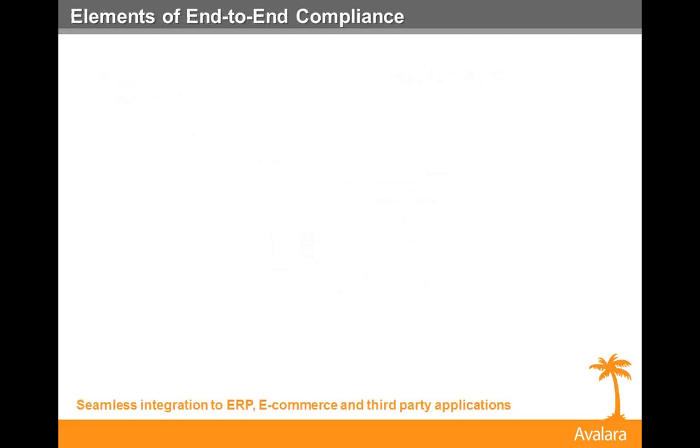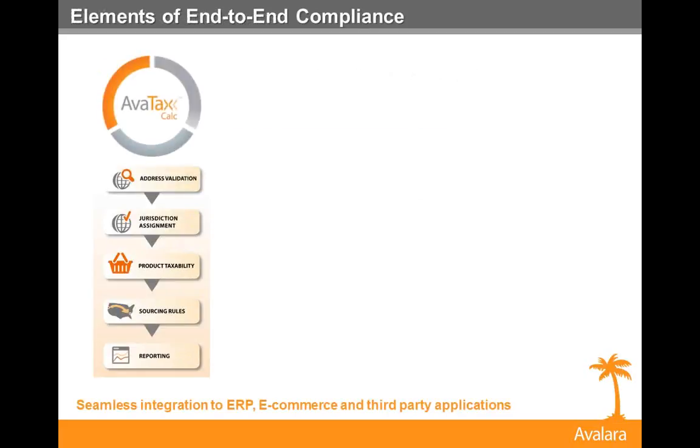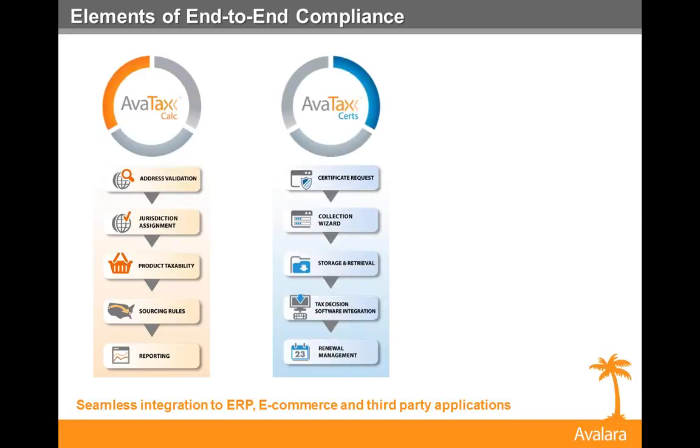So the elements of an end-to-end compliance solution: AvaTax Calc, which does your address validation. It assigns jurisdiction. It assigns the product taxability. It assigns the sourcing, and it's available for reporting. The certificates piece goes hand in hand with that, and the AvaTax Certs solution can integrate with your calculation solution as well. It gives you the ability to send out requests, a wizard for your customers to create those certificates electronically, gives you a place to store those certificates for easy retrieval, and it's a way to help you renew those exemption certificates as well.